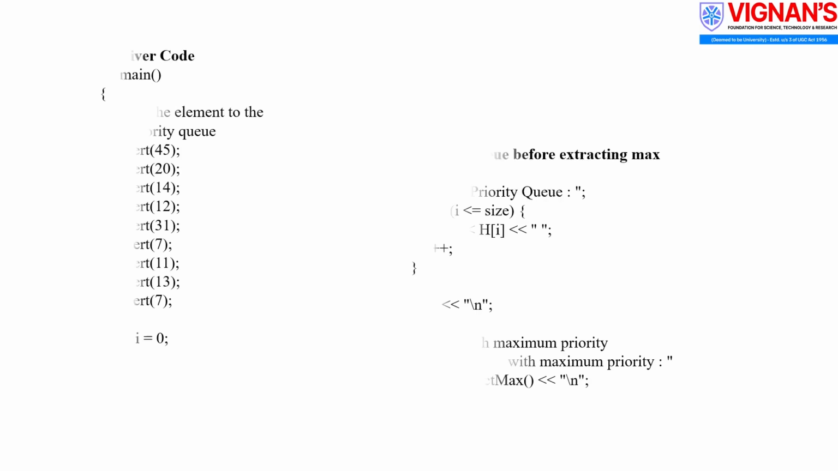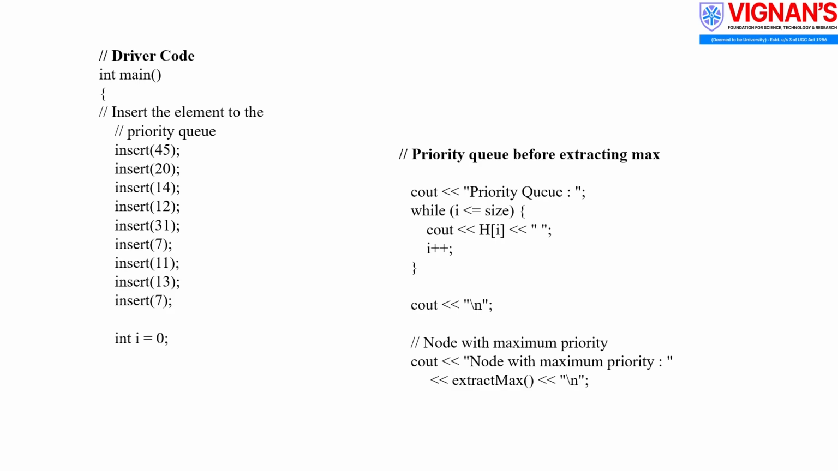This is the driver code for a priority queue implemented using a max heap. Inside the main function, multiple elements are inserted into the priority queue using the insert function. The values inserted are 45, 20, 14, 12, 31, 7, 11, 13, and 7. After inserting all elements, the program displays the priority queue before extracting the maximum element.